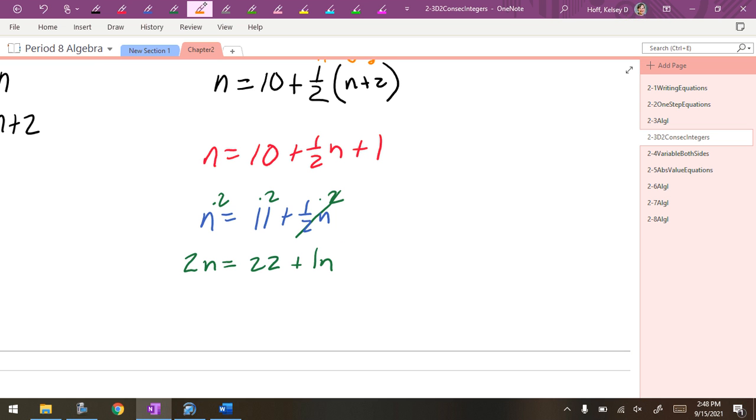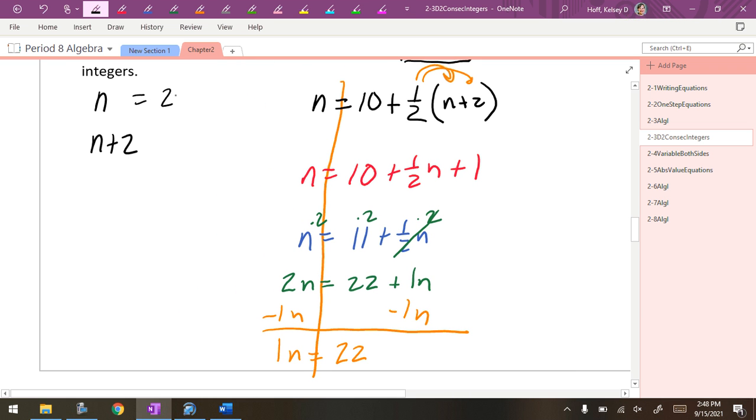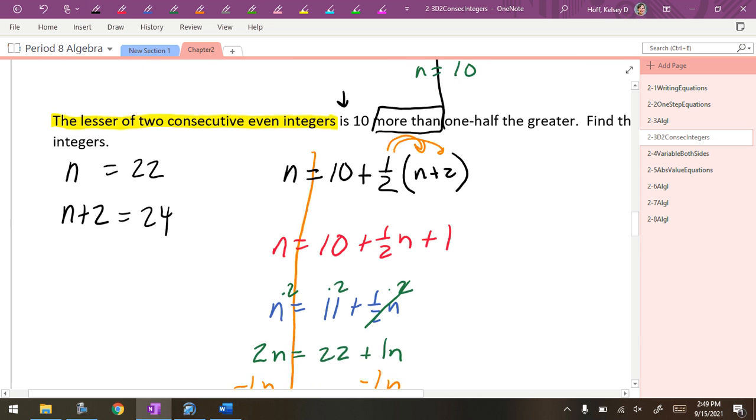Now, subtract 1n to the other side. 2n minus 1n. 1n equals 22. So n is 22. N plus 2 is 24. Now, it says the smaller number is equal to 10 more than half the larger. What's half the larger? 12. Is that 10 more than half the larger? Yeah, 12 plus 10 is 22, yes.